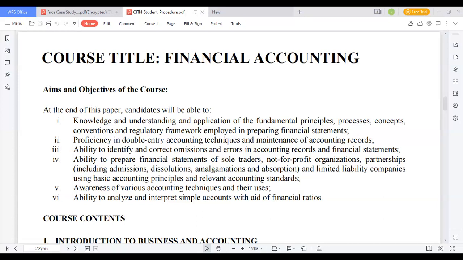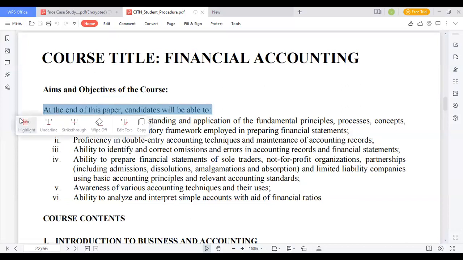So by the time we are through with the entire syllabus, at the end of this paper, you should be able to have a good knowledge of some of these key areas. And one of them is the knowledge, understanding and application of the fundamental principles, the process, the concepts, the conventions, and the regulatory framework.